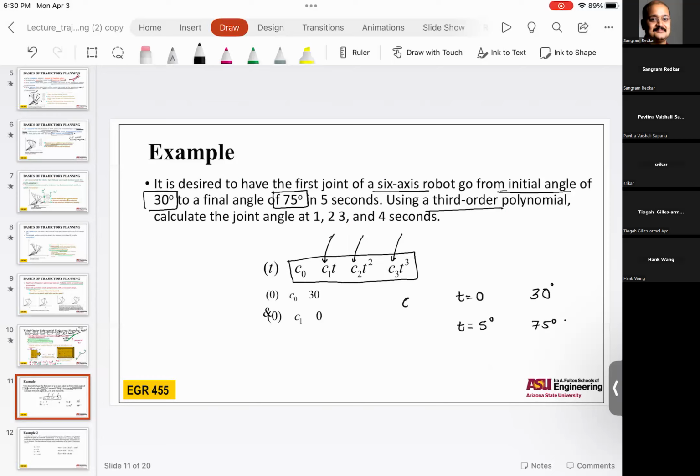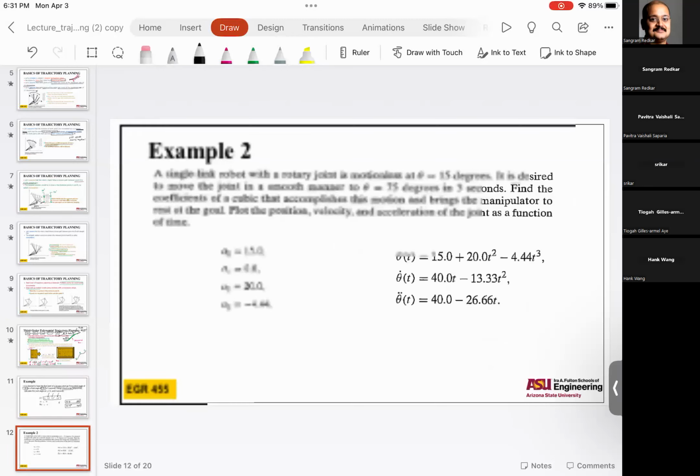So what you do is you take these values. This is the initial condition. This is the final condition. And then the velocities are 0. So you can take the derivatives, substitute t equal to 0, and get the values of C1 and C2.